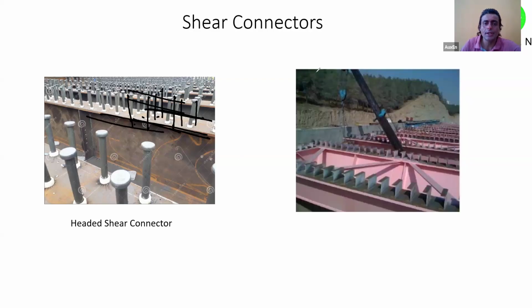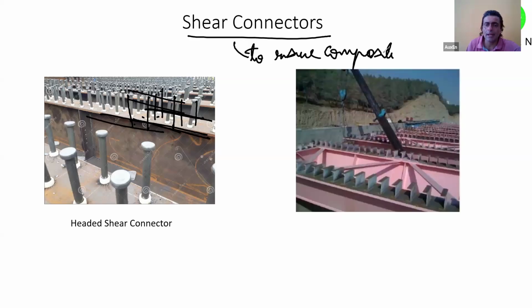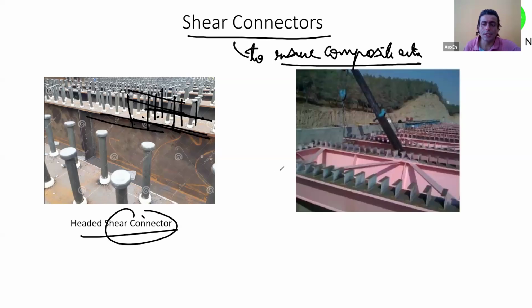So to ensure composite action, the thing that we require is the shear connector, a very important thing. What do I mean by composite action? I'll discuss later. To ensure composite action, we put shear connectors. Now, those shear connectors may be of different types. You may use what is called a headed stud connector. Stud means this is like a bolt. Headed means this has a head on top of it. So we call this a headed stud type shear connector.